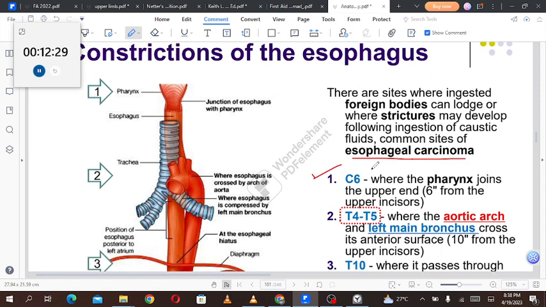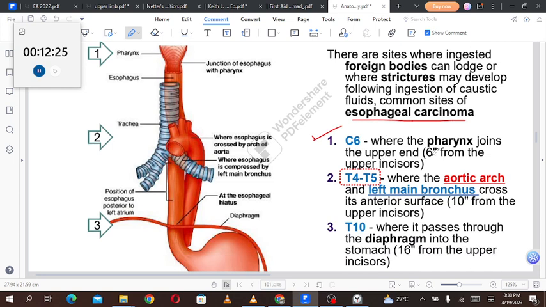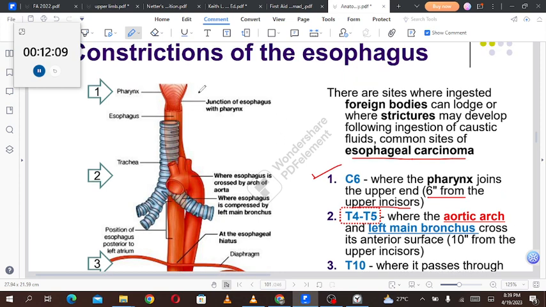So number one is at the level of the sixth cervical vertebra, where the pharynx joins the upper end of the esophagus, 6 inches from the upper incisors. So 6 inches from the upper incisor, we have C6, and that is the first point of constriction. So the junction of the esophagus and pharynx is the first constriction.